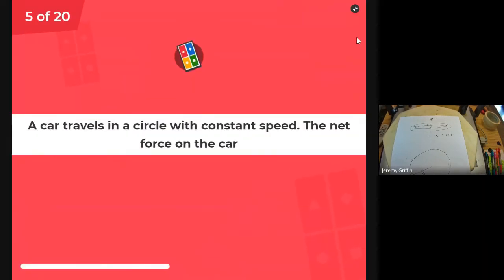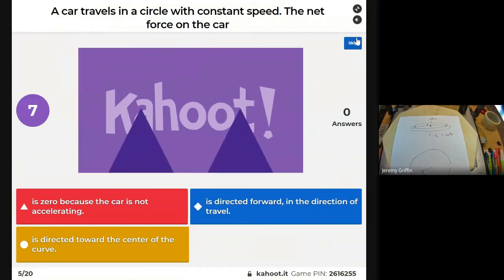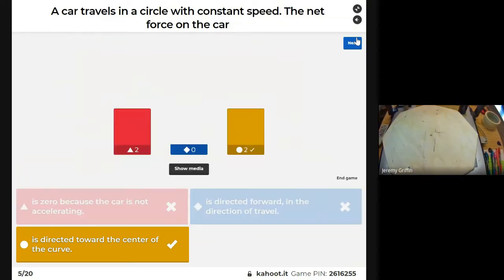A car travels in a circle at constant speed. The net force on the car going in a circle is directed towards the center of the curve. That force is called the centripetal force. Right? So let me draw this one out for you guys.